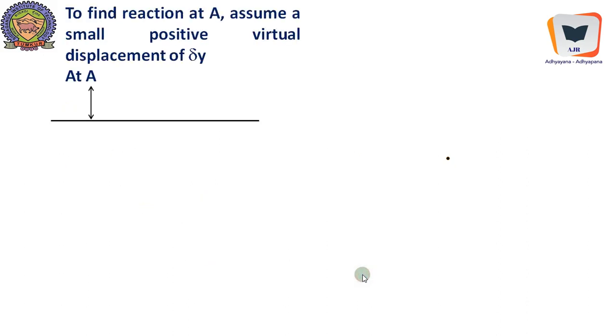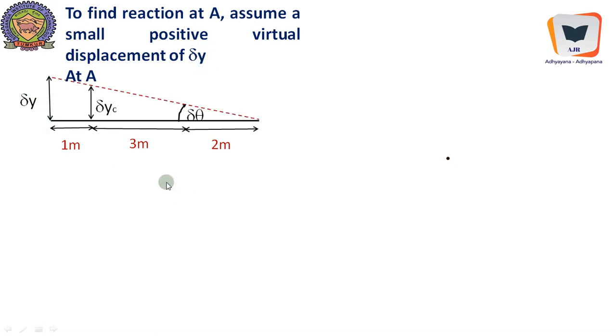And if you want to find out reaction at A, we need to lift the beam at A to a little extent, to the positive extent, virtually. Therefore, to find the reaction at A, assume a small positive virtual displacement of del y over here. Now the beam will rotate like this. So as far as rotation is concerned, it is positive. Earlier it was negative. Since the rotation is clockwise, it becomes positive. Here moment is also clockwise and the rotation is also clockwise. Therefore work done is also clockwise.